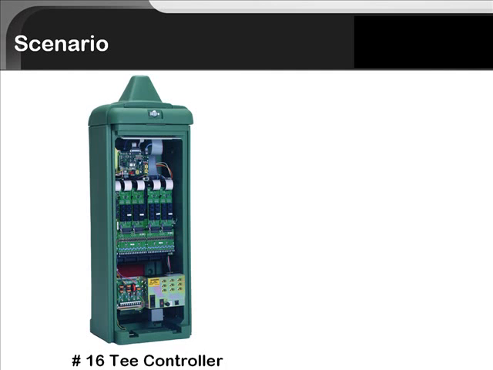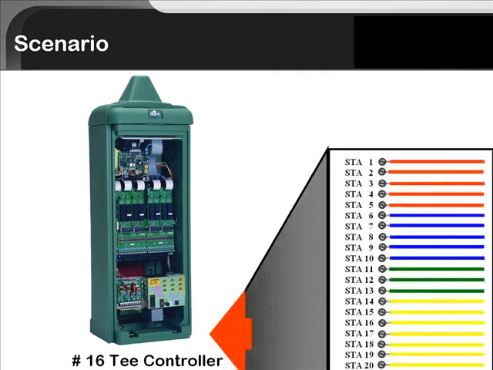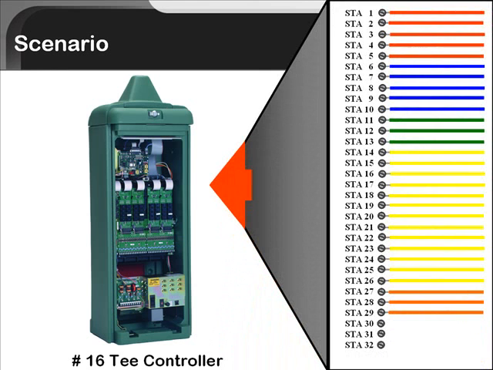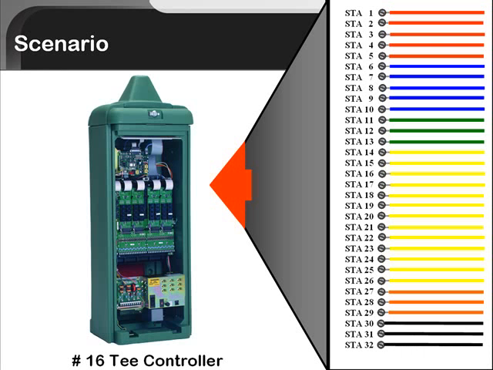The end result is that you have taken what was once a 29 station controller and have added stations 30, 31, and 32 to accommodate your new tee. Now that the work in the field is done, you need to program the database to add these 3 new stations.